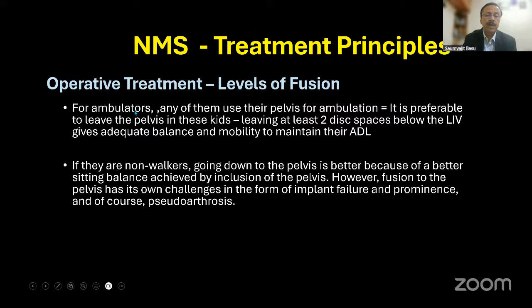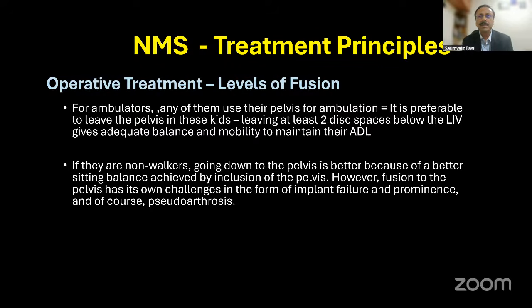Now, before that, for ambulators, many of them use their pelvis for ambulation. It is preferable to leave the pelvis in these kids, leaving at least 2 disc spaces below the LIV to give adequate balance and mobility. For walkers, if you capture the pelvis, I have burnt my fingers on a patient I'll show you. And she cursed me for 1 year completely because she lost her ambulation. And ultimately, our physio did a great job and could bring her back to a walker assisted ambulation. If they are non walkers, going down to the pelvis is better because of better sitting balance.